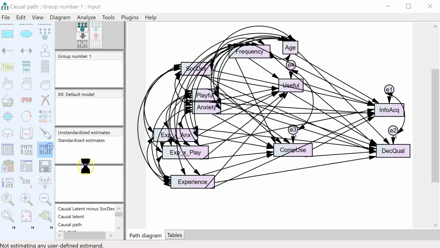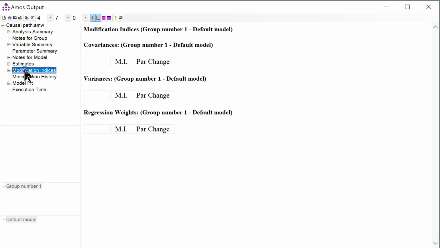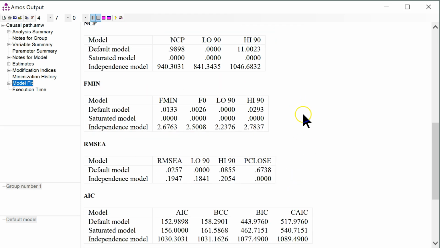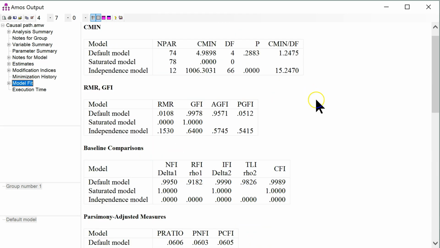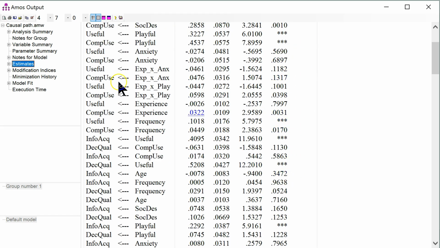There we go. Run it again. I did it on comp use just to be consistent. Modification indices, none showing. And CFI is great. There we go, RMSEA. Now we're all better. We only have 4 degrees of freedom, which is fabulous. If we wanted to increase our degrees of freedom, we could go find those paths in here that are not significant and maybe trim those out. But 4 is fine for now. Let's go to the estimates one more time.